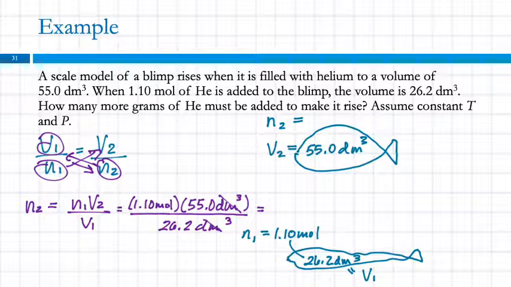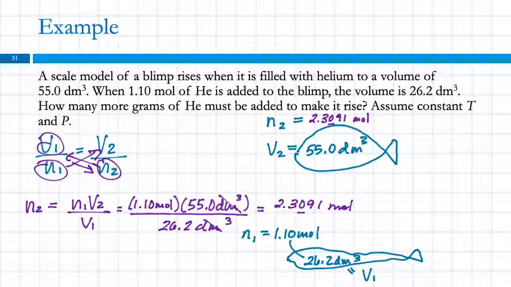So what I end up with here is 2.3091 moles. I need to add helium until I get 2.3091 moles of helium, and then this blimp's going to float. Everybody okay with that? Have we answered the question? No, not yet. We're getting closer though.